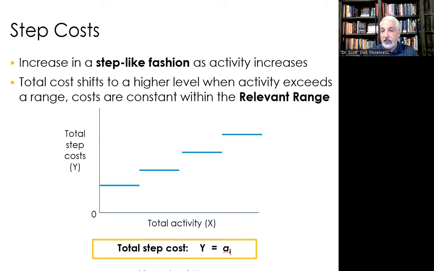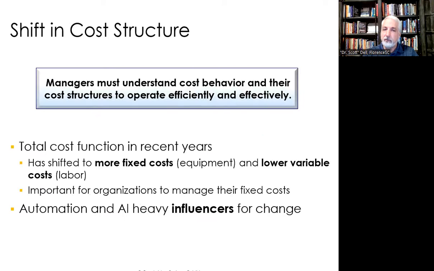You have this relevant range that I mentioned earlier, and that's where costs stay relatively constant. But in the step format, you say, well, I need to buy a new machine, I jump a step. If I need some more equipment, I jump a step. Another building to house this stuff, I jump another step. And so the range is important to consider as we go.